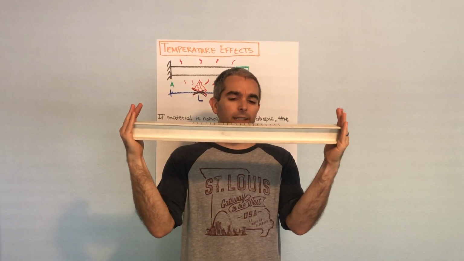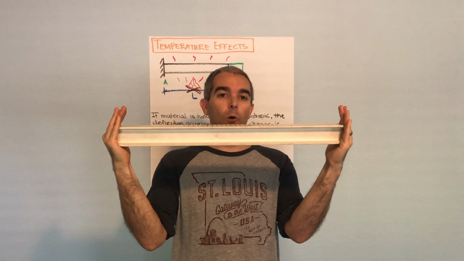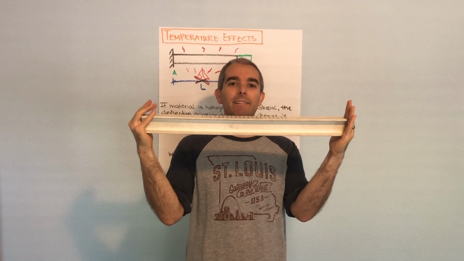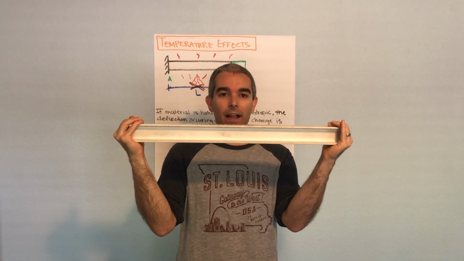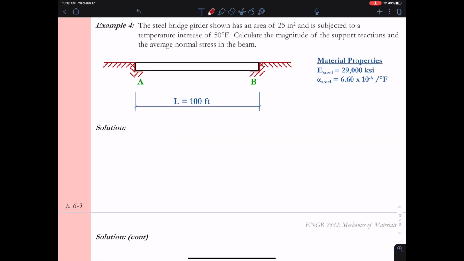And so then we're going to develop a very large compression force in the member. Let's see, from the 50-degree temperature change, how much compression we're likely to develop in this bridge girder. That's the setup for this example problem. So we have a steel bridge girder with a cross-sectional area of 25 inches squared that has a temperature increase of 50 degrees Fahrenheit. And the material properties are given as shown.